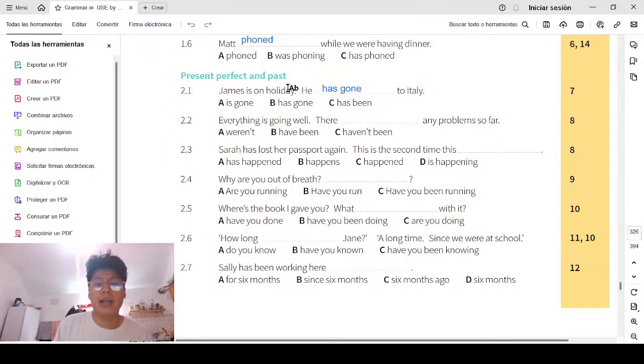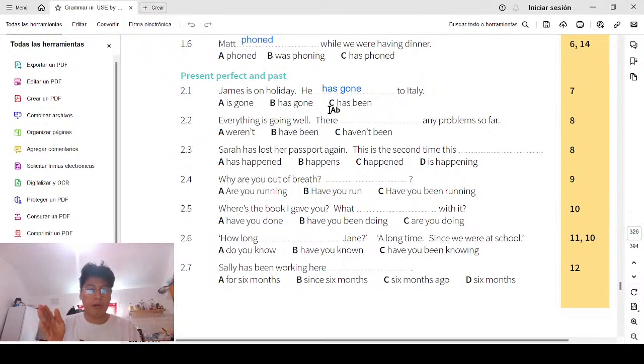Another thing we have to remember is why we use the present perfect in this case. Check it out. The present perfect is used when we talk about an earlier action in the past, but connected to the present. For example, James is on holiday, right? That is the present. He has gone to Italy. We're talking about the previous action relative to the present. He's on holiday, so he has gone to Italy at a previous moment before the present.